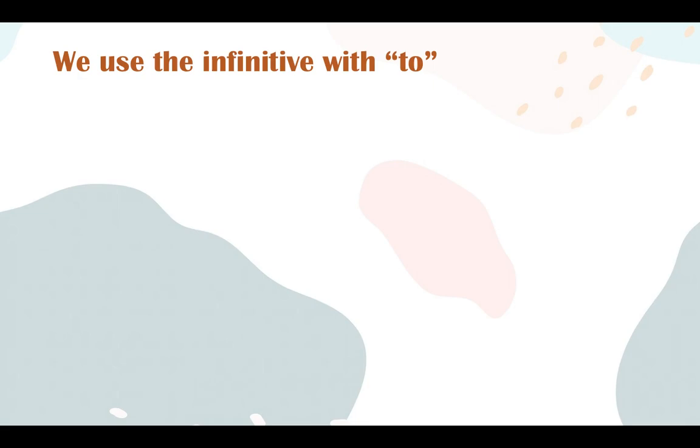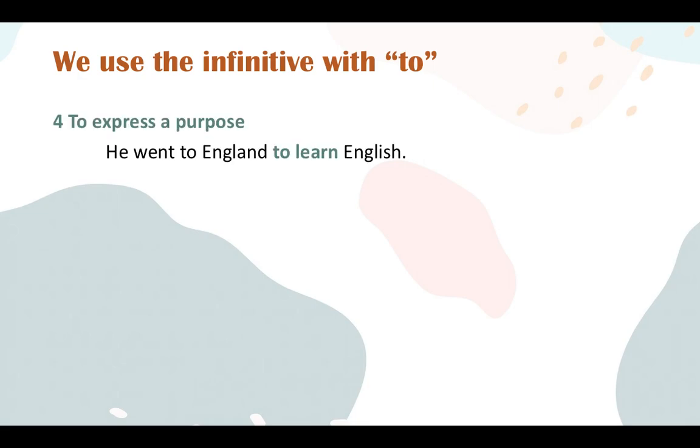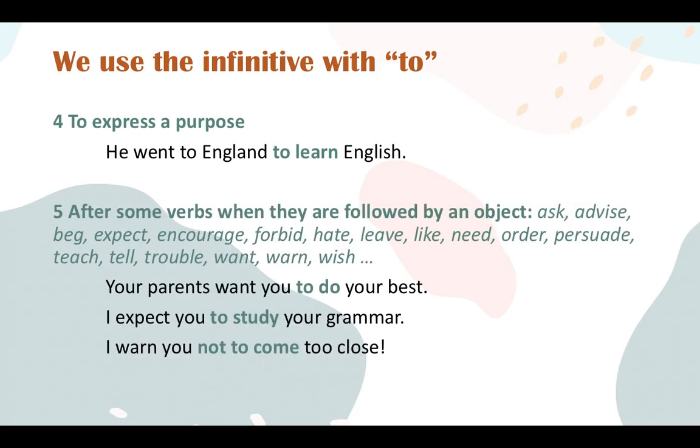Now, you can also use an infinitive with "to" to express a purpose or a goal, as in "he went to England to learn English". "To learn English" is your infinitive and expresses the goal that the person in question wants to achieve. Now, some verbs, when paired up with an object, also take up an infinitive with "to". In, for example, "your parents want you to do your best", "want" is followed by the object, "you", and thus needs to be paired up with a "to" infinitive.